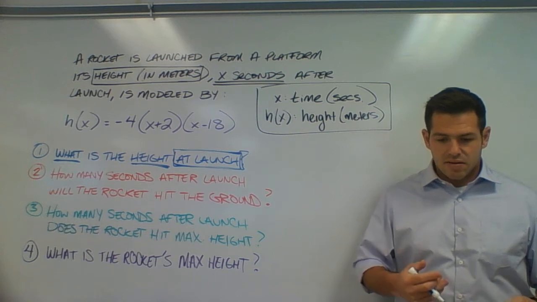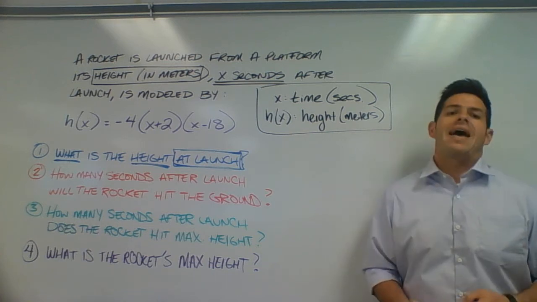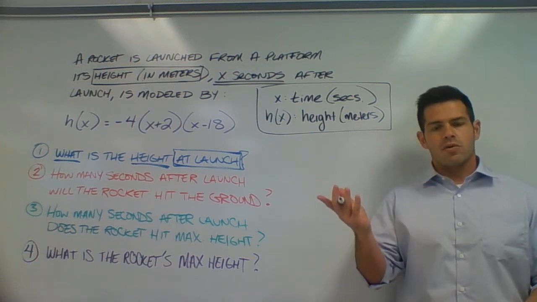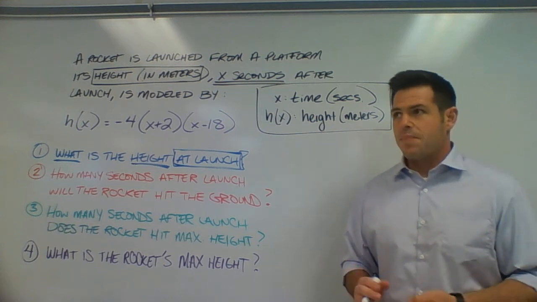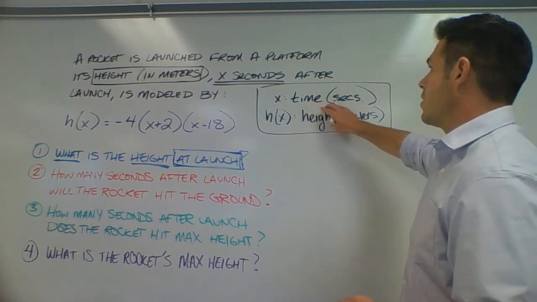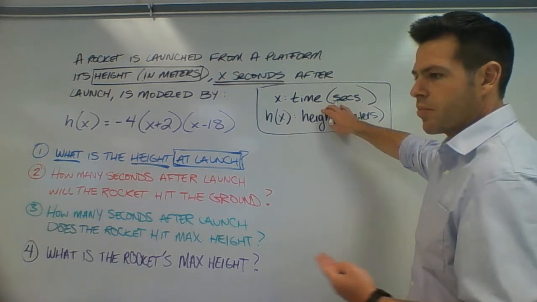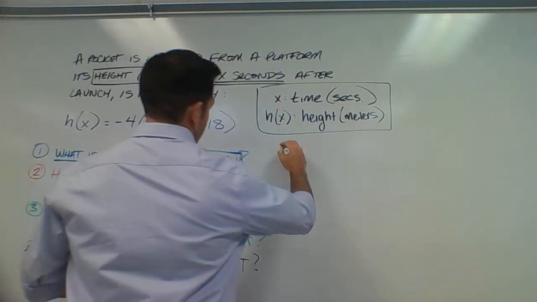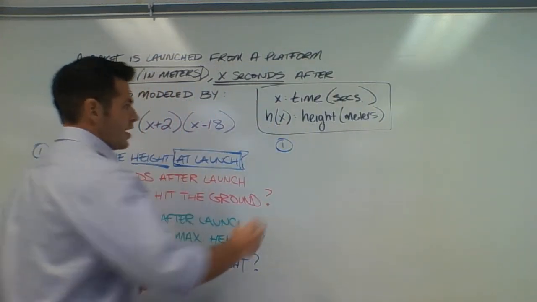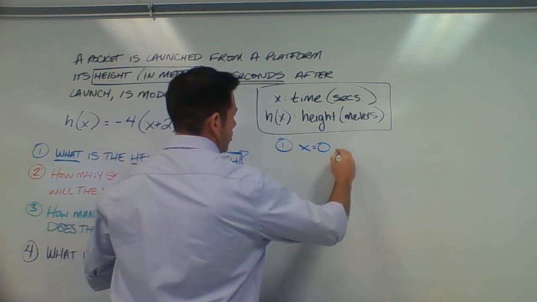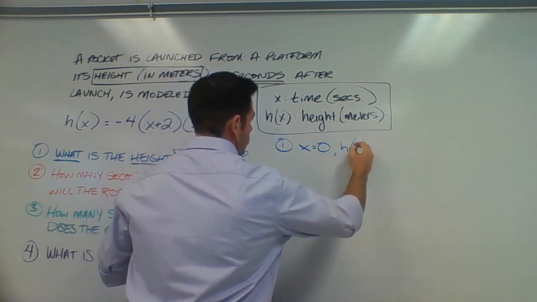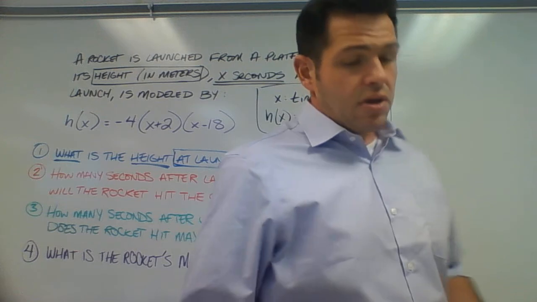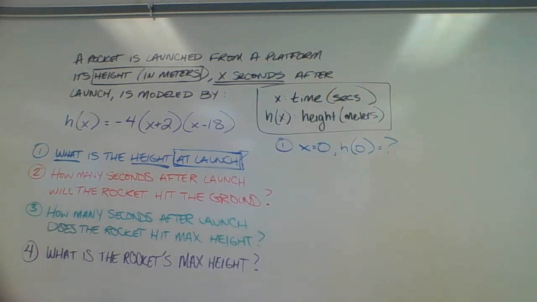Hopefully we understand that the beginning of the rocket moving happens at launch. So obviously it's at a standstill, and then all of a sudden launch happens, and now we're moving the rocket. So with that being said, in this case, at launch, no time has elapsed. We're starting the process, so our number here would be 0 for x. So to answer number 1, x is going to be equal to 0. We need to figure out what h of 0, or the height, will be at the beginning of the launch.